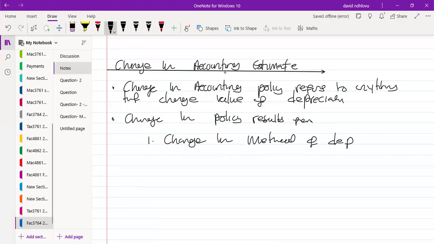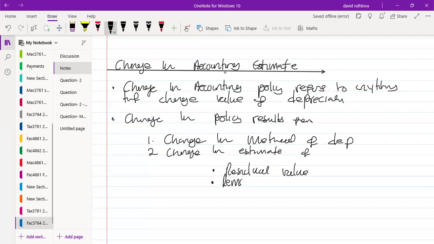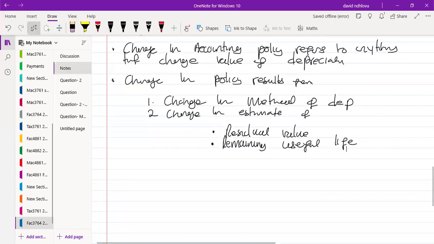So it could be a change from the straight line method to the diminishing balance method or the other way around. It could be a change in estimate of residual value. It could be a change in estimate of the remaining useful life of the asset. So all these will result in a change in accounting estimate. Are we clear on what a change in accounting estimate is?